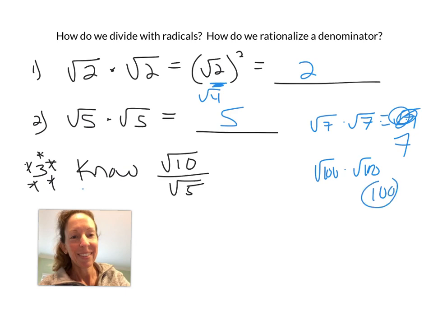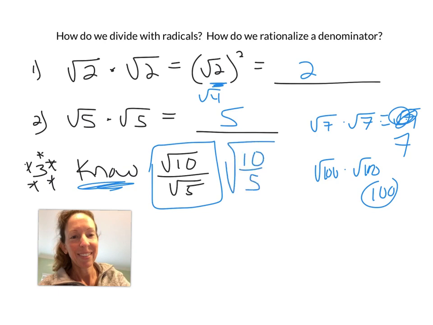And then for number 3, you need to know that you can write this problem like root 10 over root 5. You can also write it root 10 over 5. You don't have to have that fraction bar separating two radical signs in the problem. And then obviously we can divide that. So that would actually be root 5.